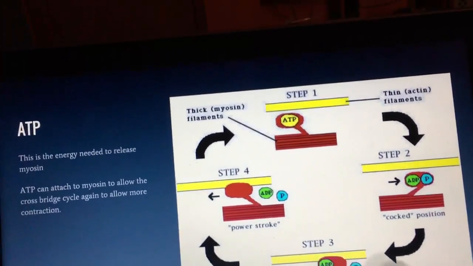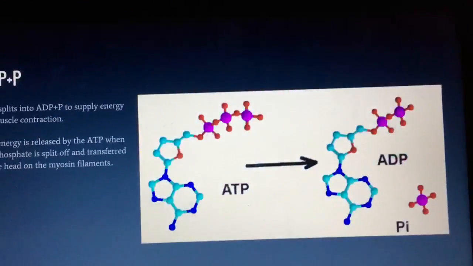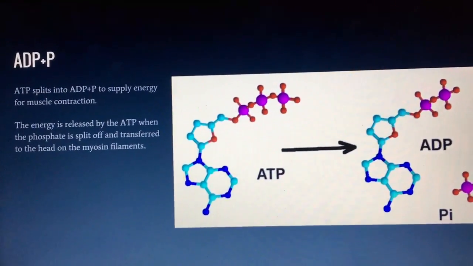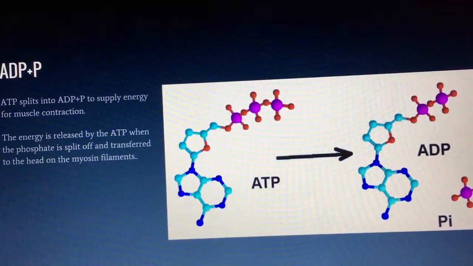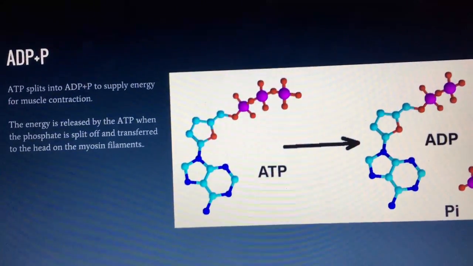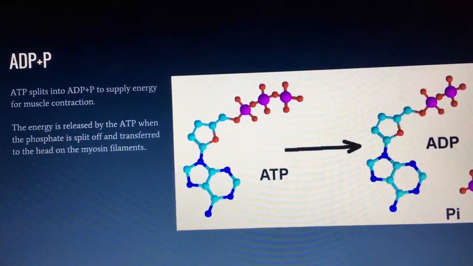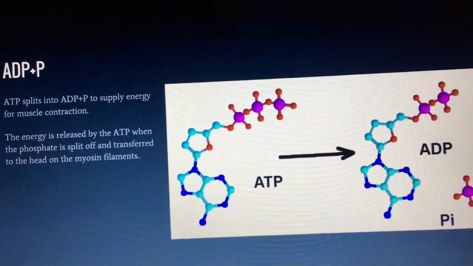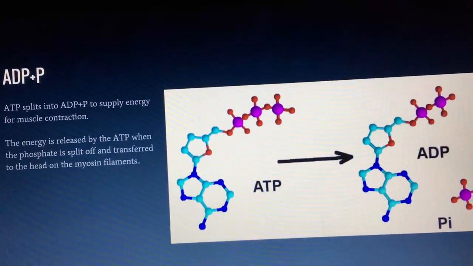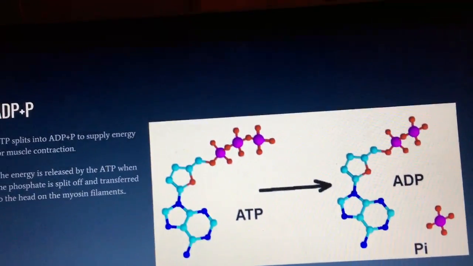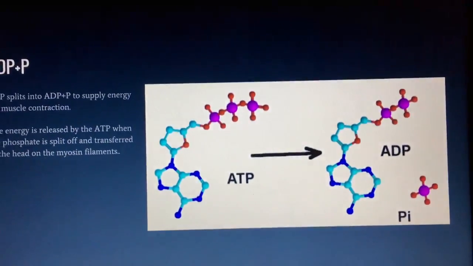And this is the steps. ADP plus P. ATP splits into ADP to supply energy for muscle contraction. The energy is released by the ATP when phosphate is split off and transferred to the head on the myosin filaments. And this is the change. And that's how muscle contraction happens.